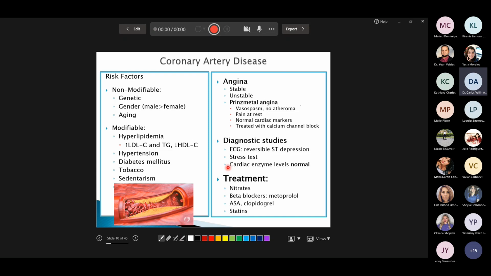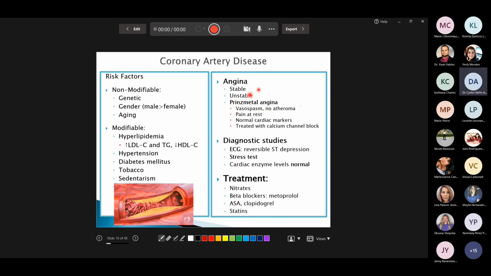An important detail that I want you to know is that troponin, the cardiac enzymes, do not elevate in angina, because the troponin elevates only in the infarction when there is death of cells and there is disruption of the cell wall. Troponin is normal in angina.